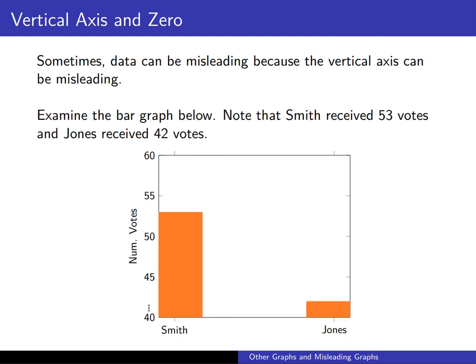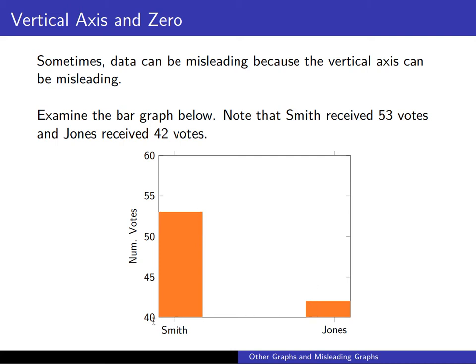it starts at 40. Now we could have it go down to 0 with a break in the graph, but here it's starting at 40 instead of 0. And if we look at the heights of the bars alone, it appears as if Smith received about 4 or 5 times the amount of votes than Jones did.